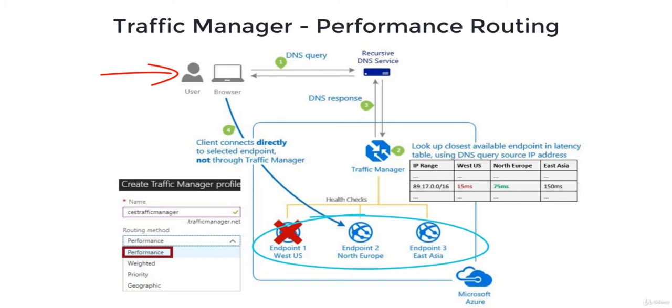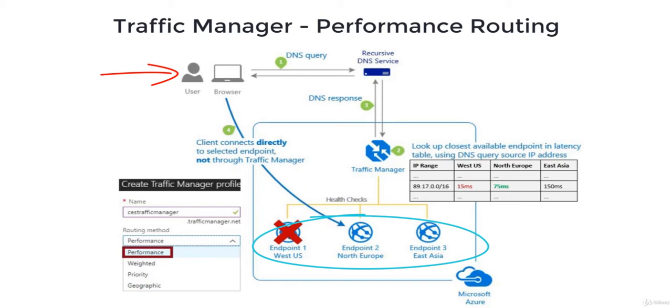Traffic Manager chooses an available endpoint in Azure Data Center that has the lowest latency for that IP address range, and then it returns the endpoint in the DNS response. Remember that the Traffic Manager does not receive DNS queries directly from clients. Rather, DNS queries come from the recursive DNS service that the clients are configured to use.